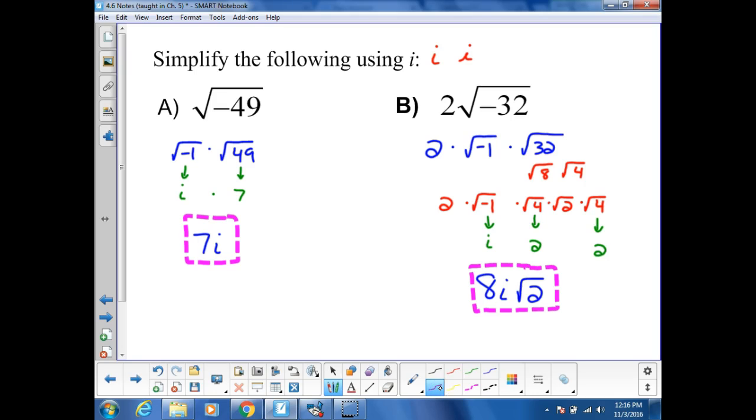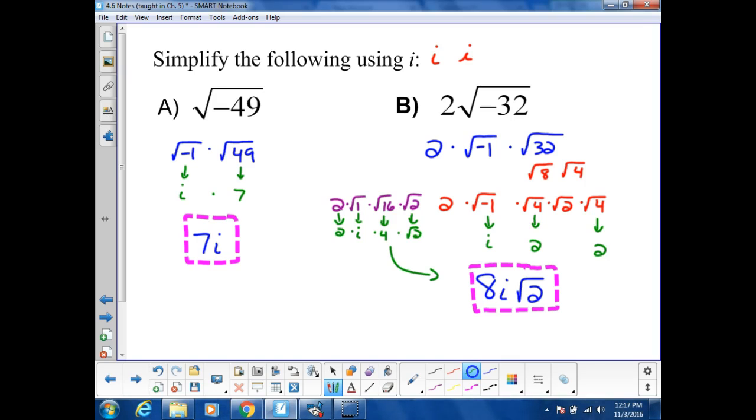Alternative way of doing that one, 2 times the square root of negative 1 times the square root of 16 times the square root of 2, because 16 is a perfect square that goes into 32. So then this would be 2, this would be i, this would be 4, this would be the square root of 2. Still gets me down to that.